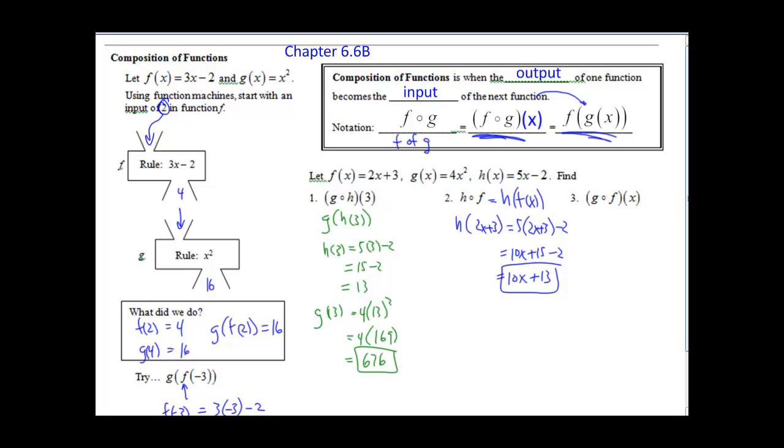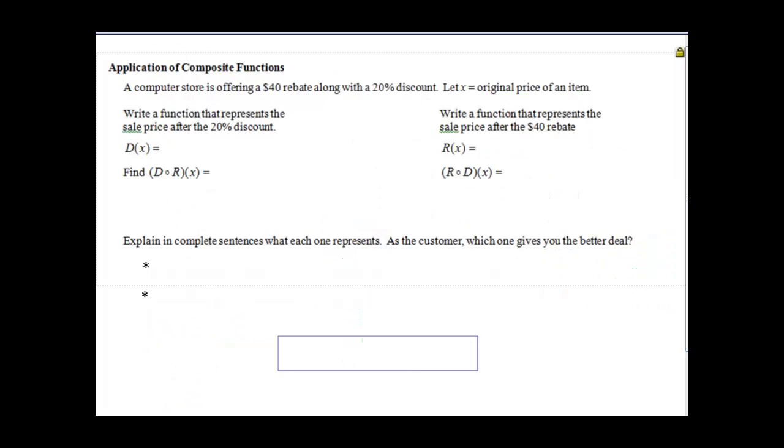Okay? And the last one, we want g of f of x. So start with your f function, and we're going to input it into the g function. So take your 2x plus 3, and we're going to put 2x plus 3 in here, into the 4, and then 2x plus 3, and square it. So this becomes 4 times 4x squared plus 12x plus 9. Okay, distribute the 4 through, and you get 16x squared plus 48x plus 36.